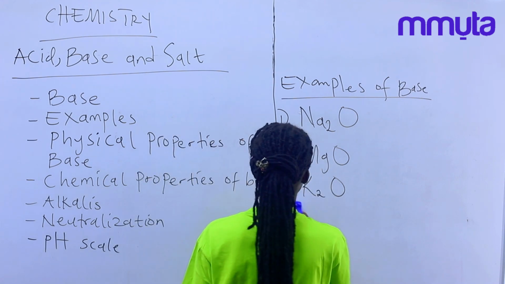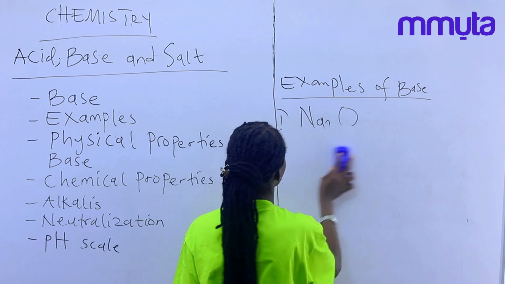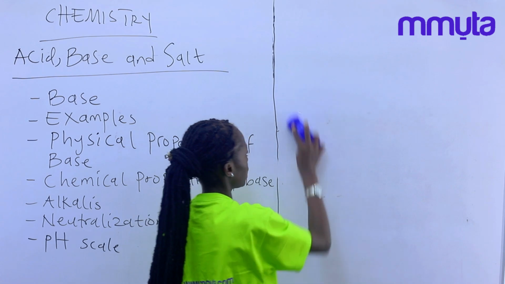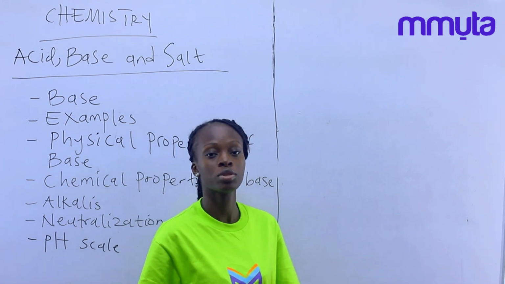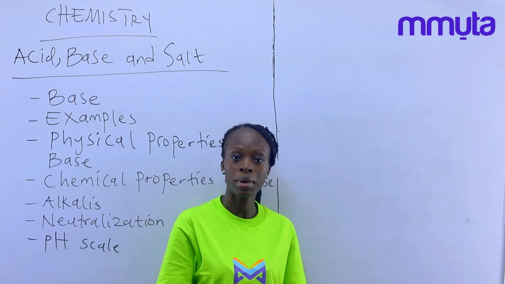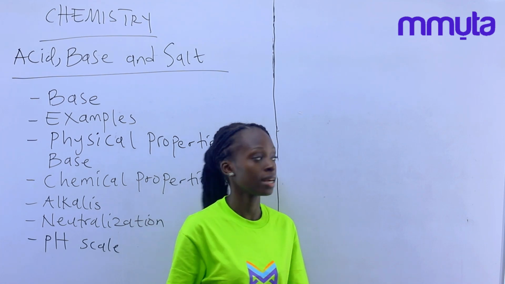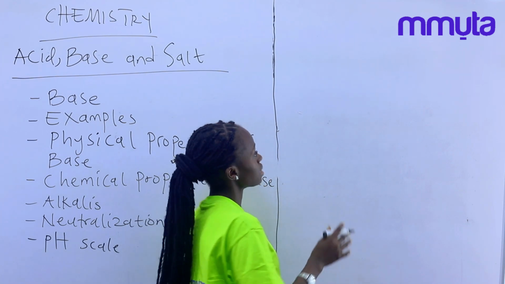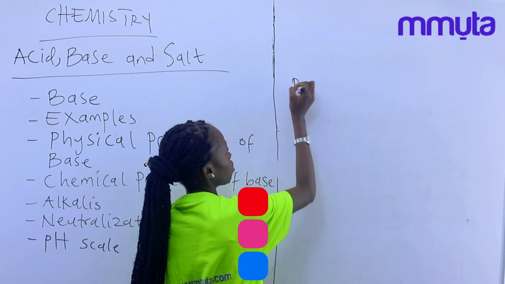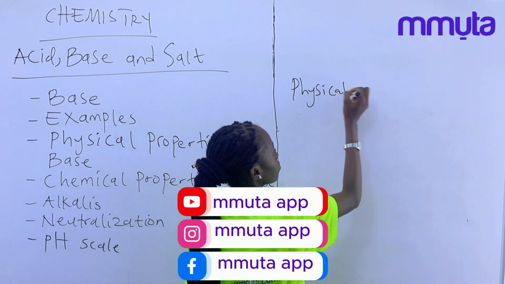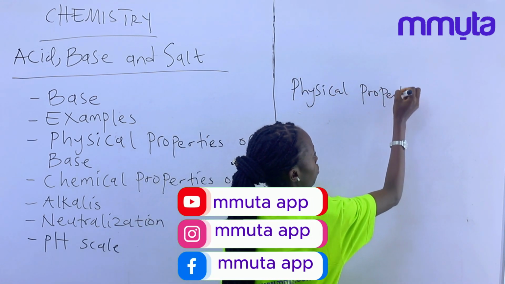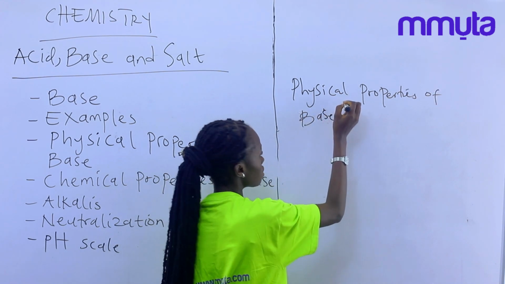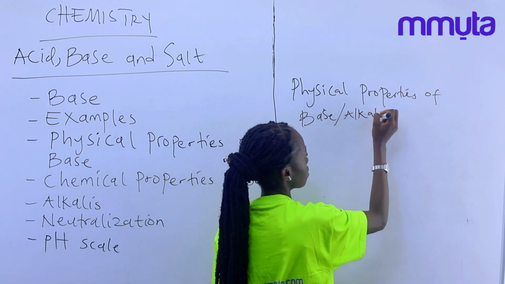Now, the next one we'll be looking at is some physical properties of base. Now, before we go into some physical properties of base, it's important for you to know that base and alkalis are used interchangeably, and also oxides and hydroxides of metals are bases. Now, some physical properties of base or alkalis.